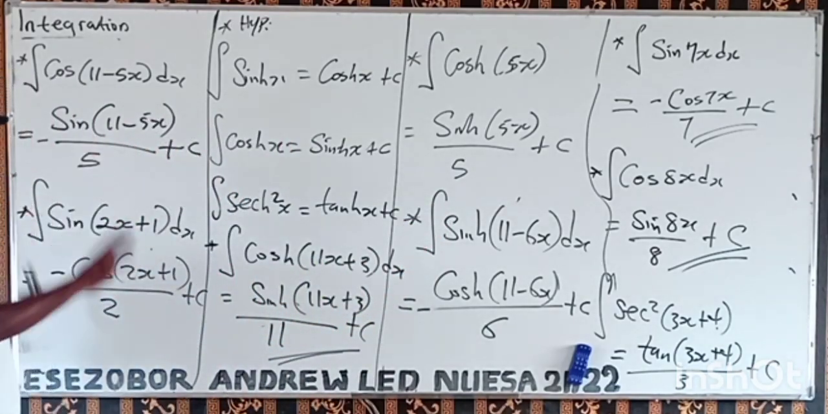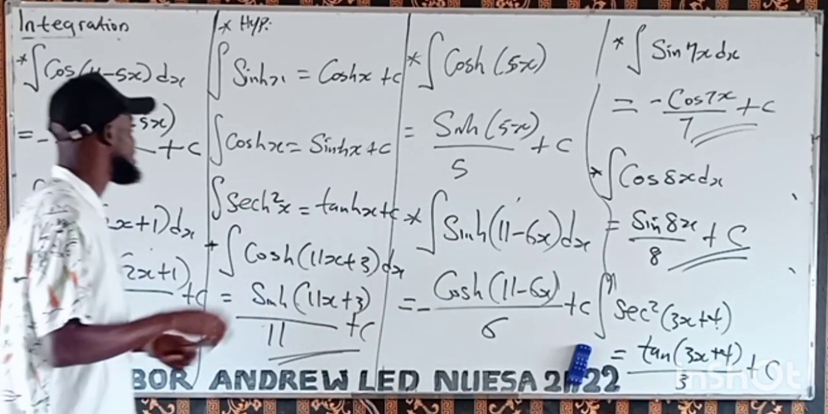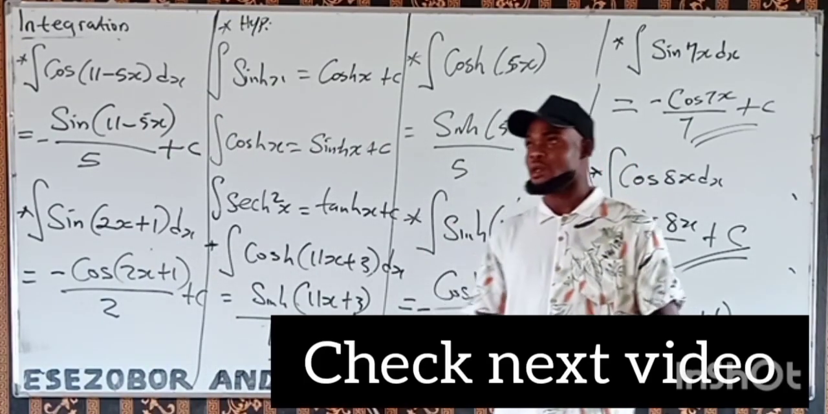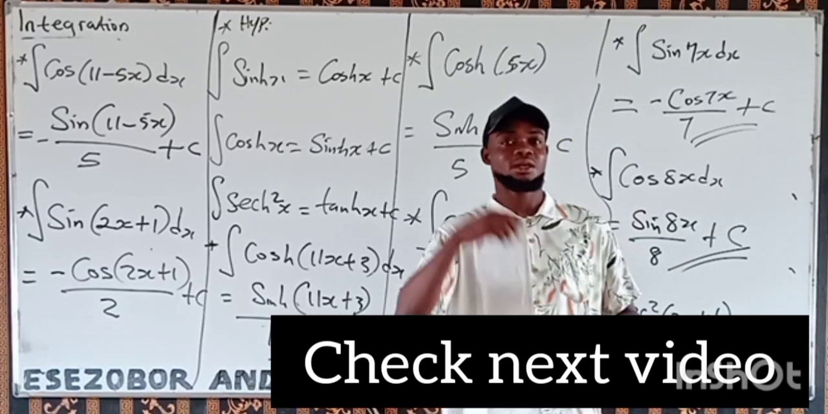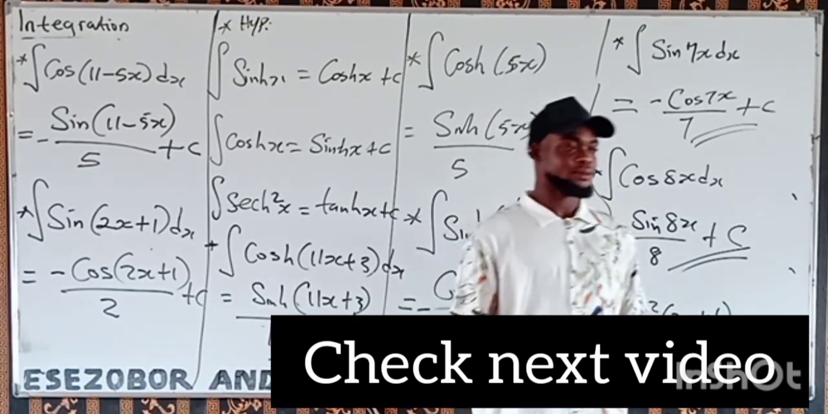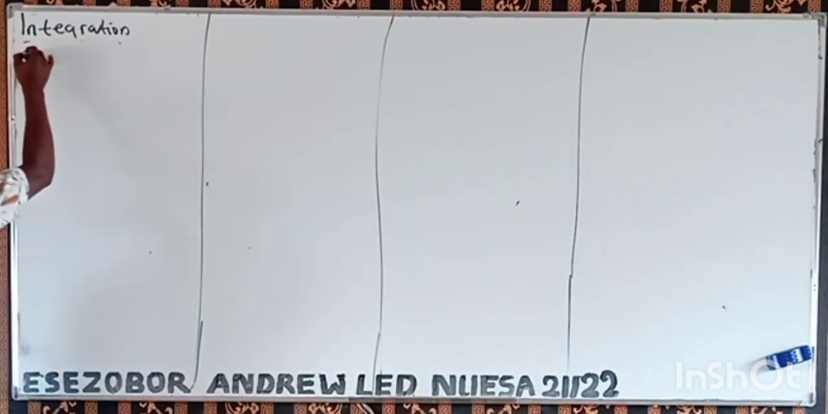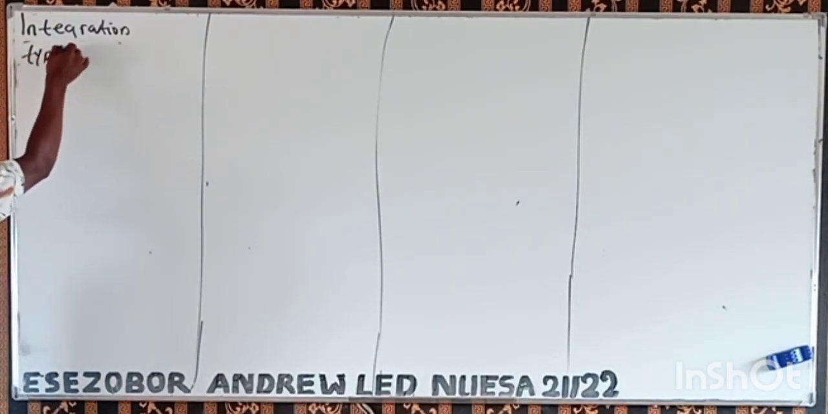Now let's look at special forms of integration, because there are many. Look at special forms of integration now. Then we go to integration by parts. Now, type 1. Integral of types. You have this type. This is type 1.